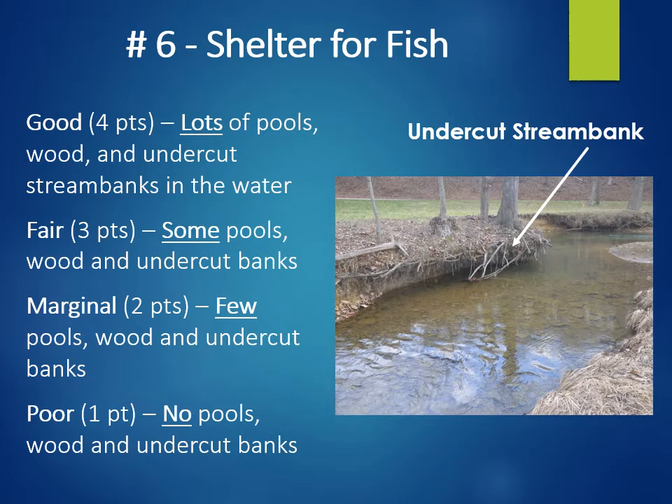The photo on this slide shows a stream bank with plenty of undercut bank areas that have tree roots extending over the water. The tree branches will also help keep these areas shaded and cool. The fewer pools, fallen tree limbs, and overhanging banks, the poorer the fish habitat rating.